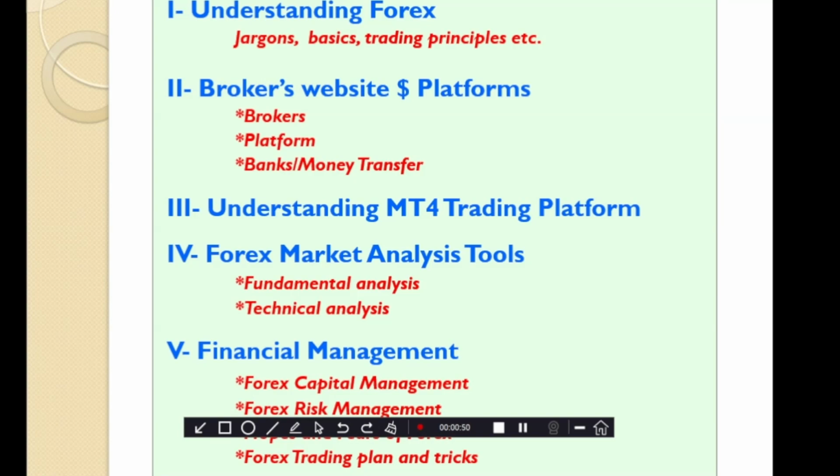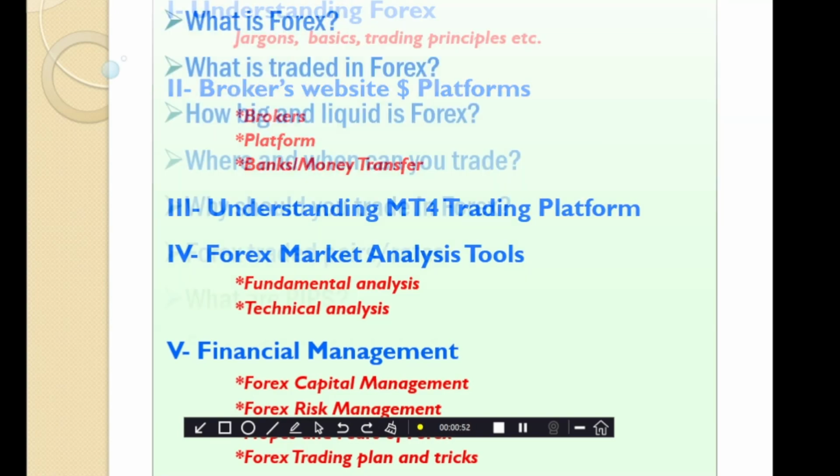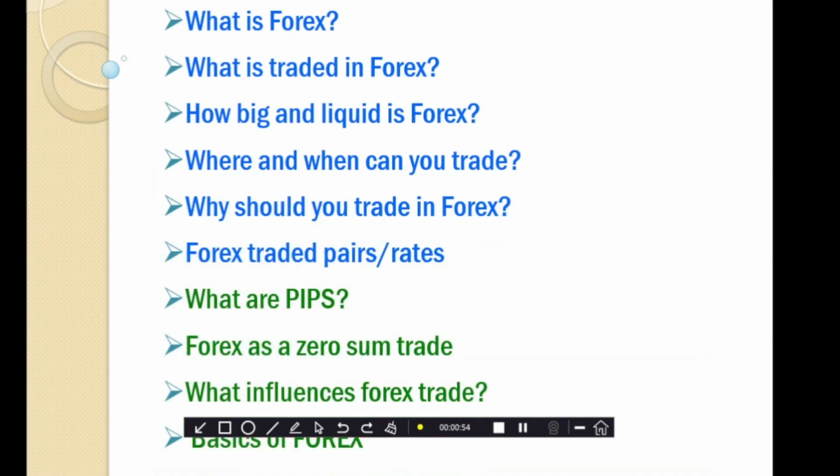In today's lesson, we're going to focus on understanding Forex. What is Forex? What is traded in Forex? How big and liquid is the Forex market? Where and when can you trade? And why should you trade in Forex? We're going to look at Forex traded pairs and rates.